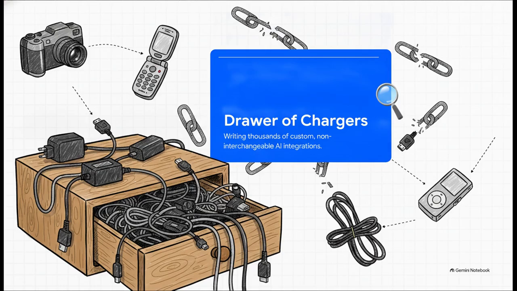I like to call this the drawer of proprietary chargers. You know the one, the junk drawer we all have hidden in our kitchens, full of tangled digital camera cables from 2008, and none of them match. Building AI integrations looks exactly like that. Thousands of custom, completely non-interchangeable connections.